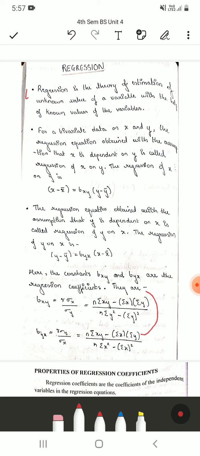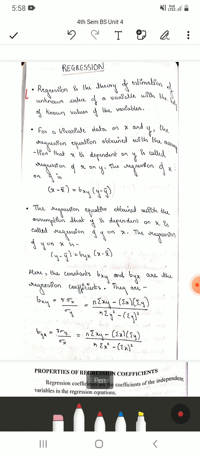You can see that in both cases the numerator is the same, only the denominator is different. For bxy, remember y will be in the denominator. For byx, the x term will be in the denominator. So don't get confused with the regression coefficients. Write the formula properly. Whatever is in the last one, the same thing will be in the denominator.